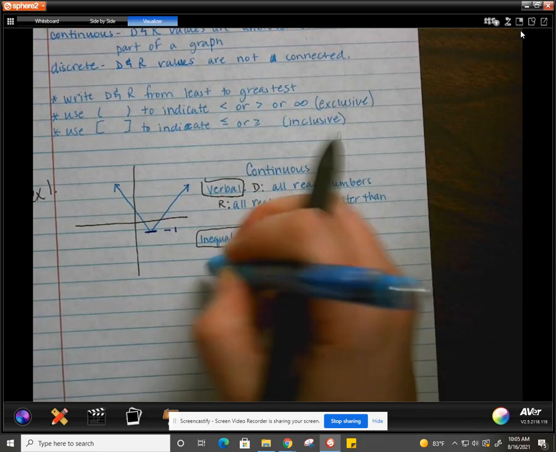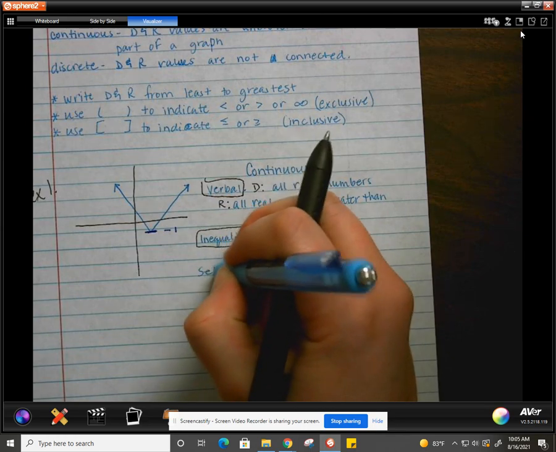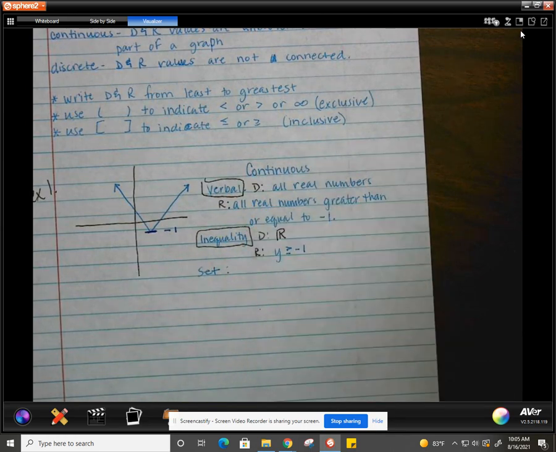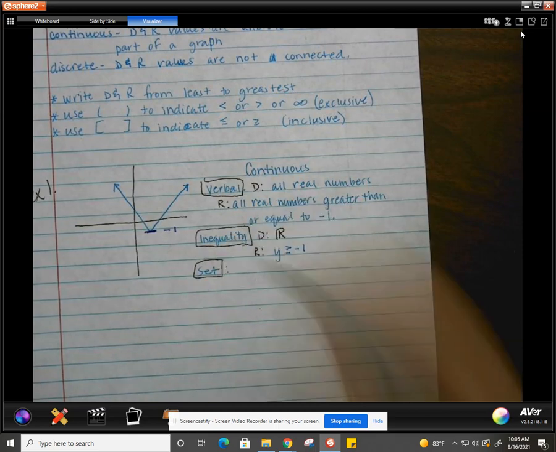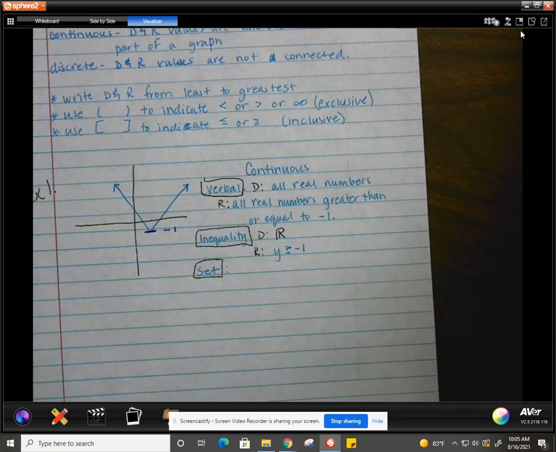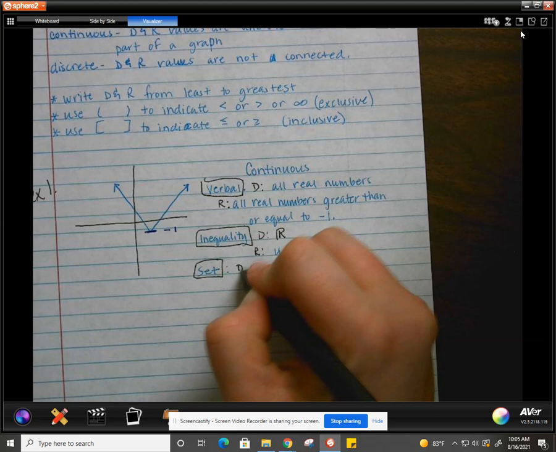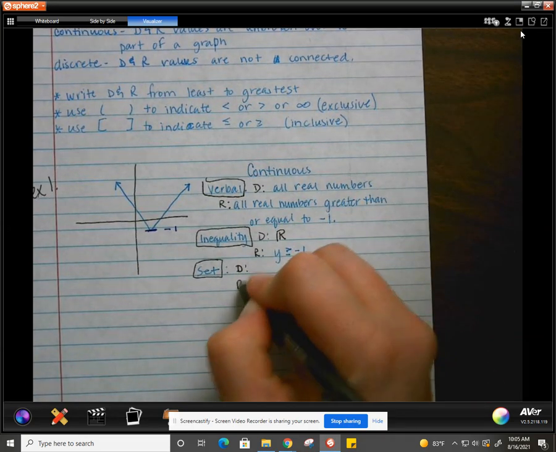Okay, for set notation, I'm just not writing the notation, guys. This is just set notation. This is the most complicated to write. You will see it, so you need to know it. But if this is the way you don't like, you don't always have to do this, for domain and for range.